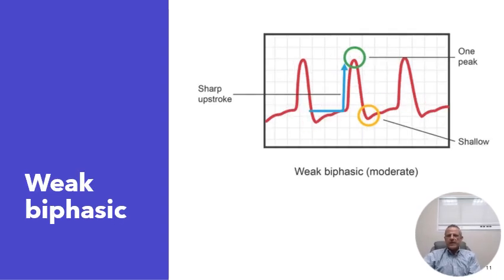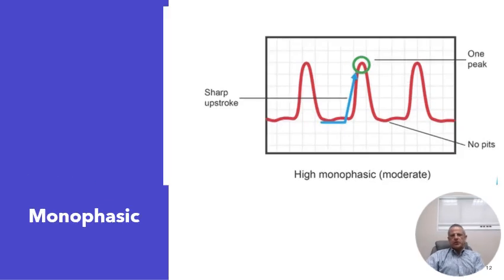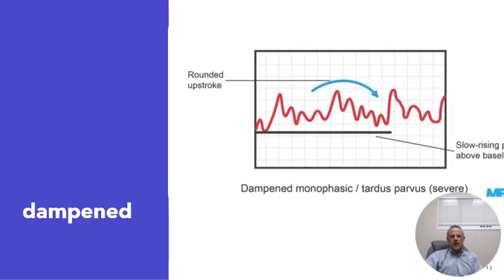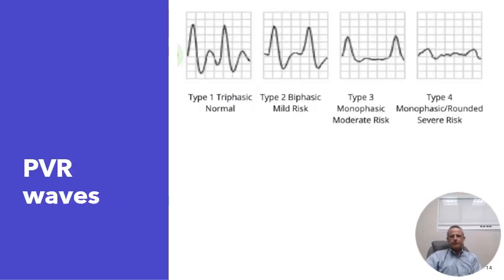There's also a weak biphasic, where we really get very little diastolic pit occurring, and this is more consistent with moderate disease, as opposed to a monophasic, where we just get the one sound. If you were listening on Doppler, no pitting, and we start to get some widening of the waveform. We also talk about dampened or monophasic. These are waveforms that are overall rounded and shortened. These are with more severe disease.